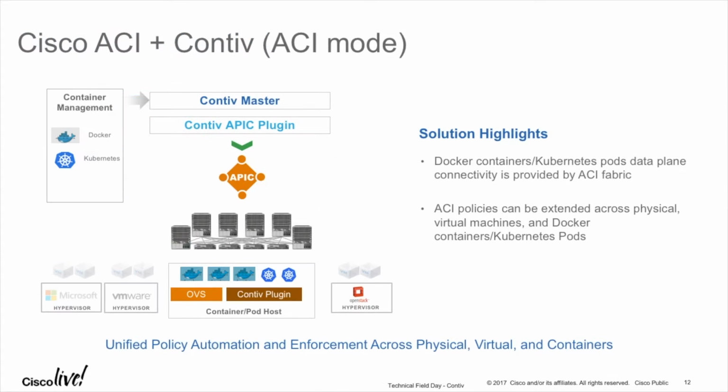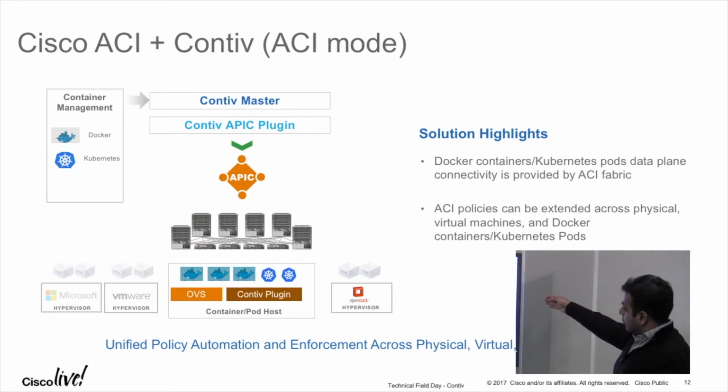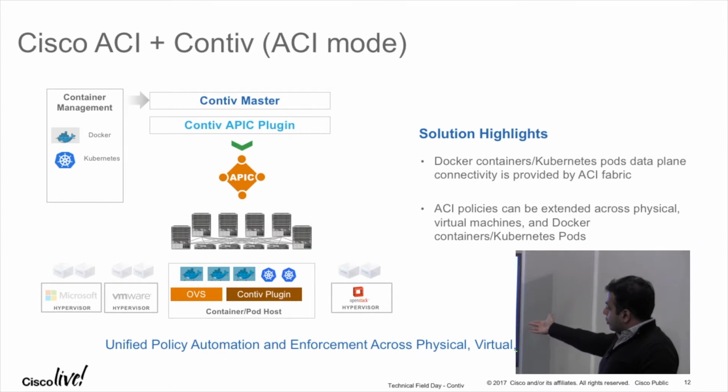So from an ACI integration point of view, we have our container management systems on the left that are Docker and Kubernetes. You can use those, and we have the ACI gateway container as part of Contiv that basically communicates, or the APIC plugin in this case, that communicates with APIC to push down the policies within the ACI fabric. So when containers or pods come up on the container host, the Contiv plugin that's sitting on the host is actually programming the Open vSwitch, which is our forwarding switch that we use for both the connectivity as well as for the policy implementation.